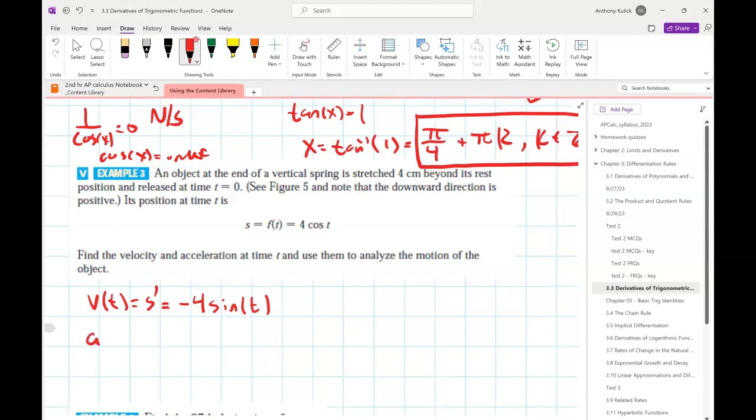Okay, how about acceleration? It's the derivative of velocity, or the second derivative of position. So if I take the derivative of negative 4 sine t, what do I get? Negative 4 cosine t. Remember, the derivative of sine is positive cosine.